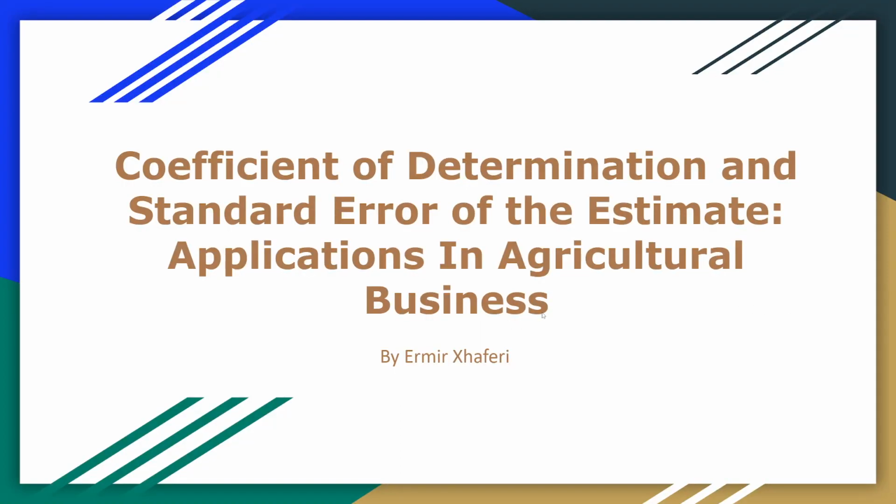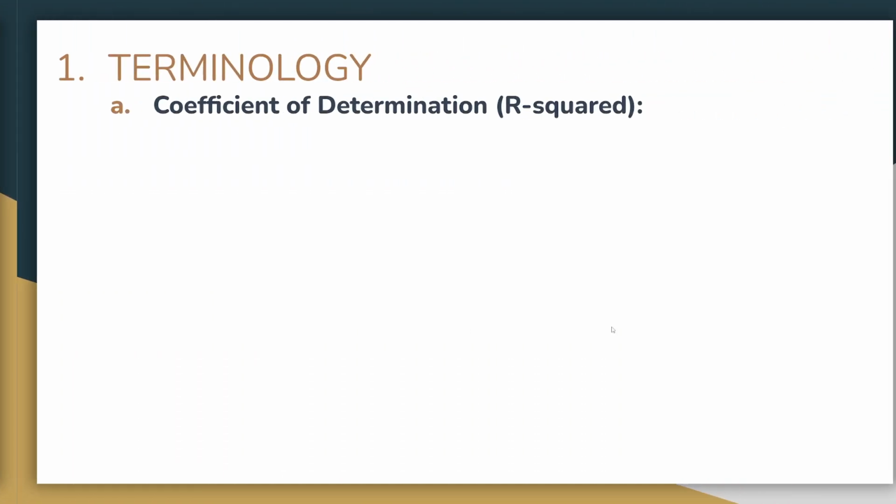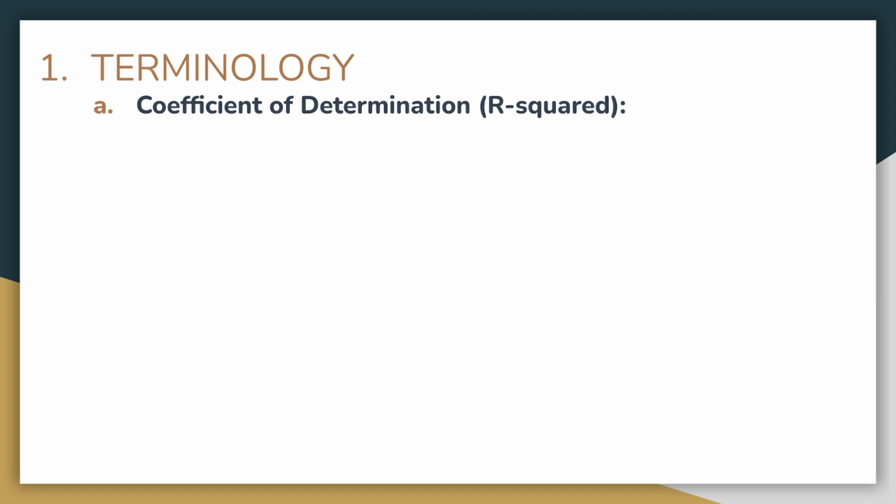Coefficient of determination and standard error of the estimate. Applications in agriculture business. Terminology. Coefficient of determination, R squared.